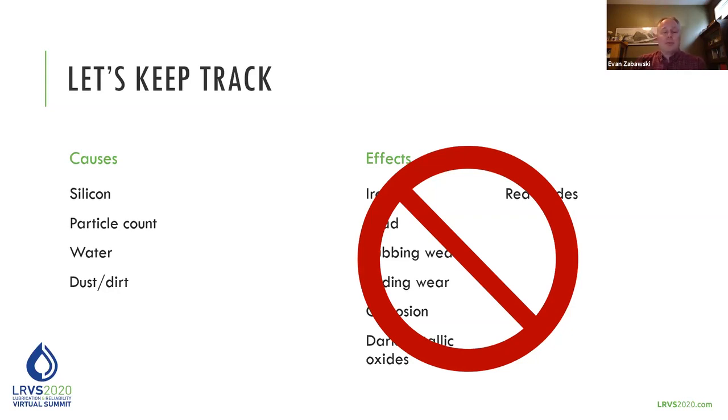Then we just need to group them. Do we think that silicon, dust, dirt, and particle count all are related to each other? Seems pretty reasonable. Do we think the water is also related to them? Maybe it is, maybe it isn't. So when we group them, and this is what I was hinting at, you end up with only one or two groups. So we've got these two groups here. We know what's causing it. So now we just have to figure out what we would do next.